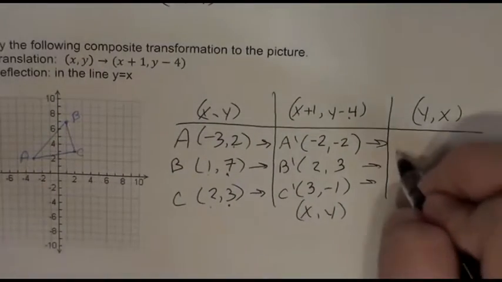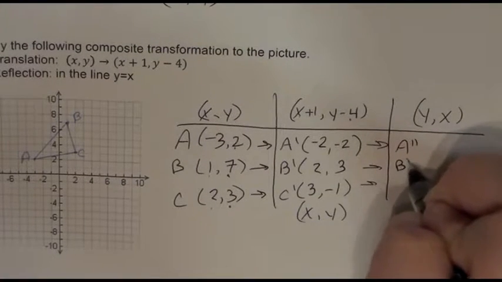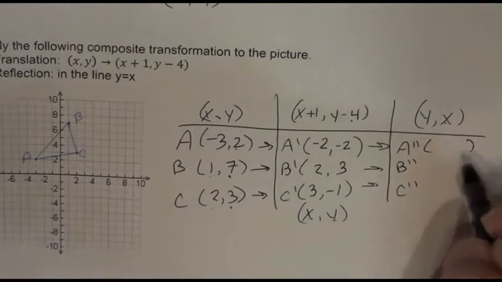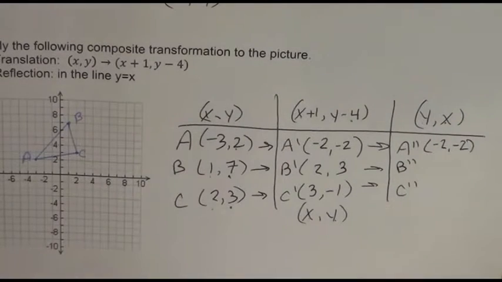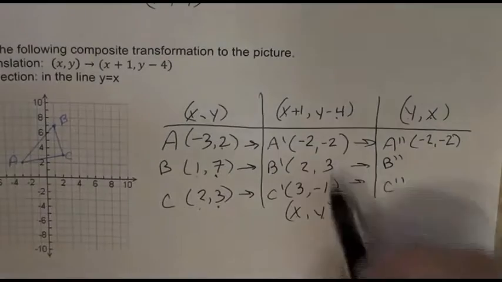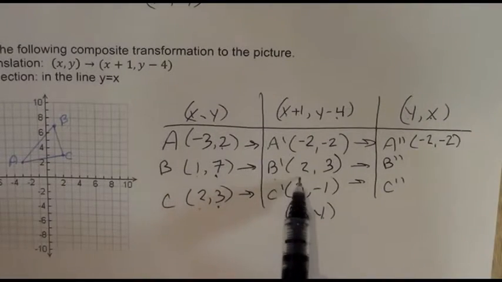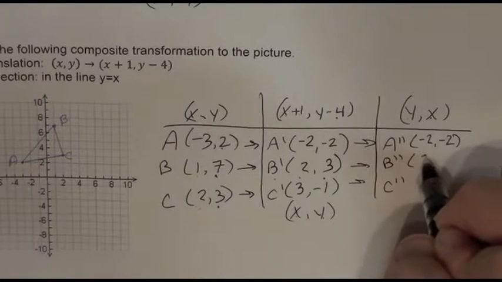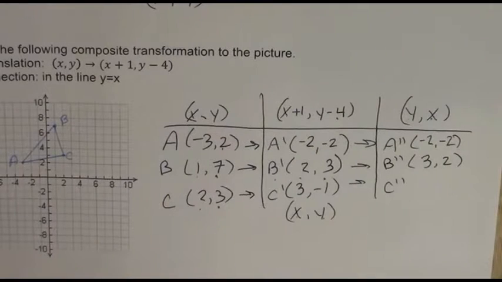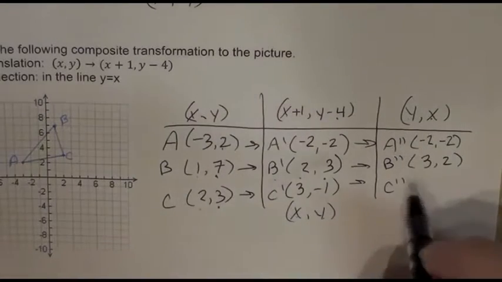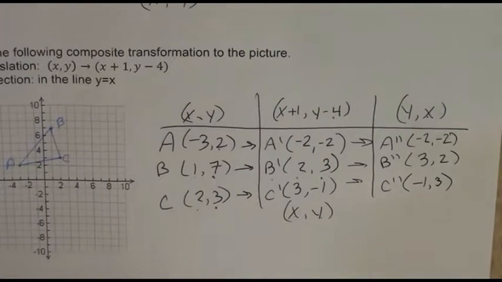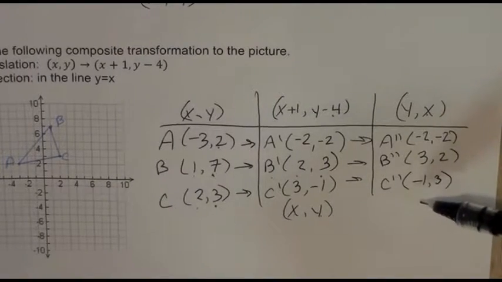So A prime turns into A double prime, B double prime, and C double prime. (x, y) turns into (y, x), so we flip the order. Well, (-2, -2) doesn't matter. When we flip the x and the y, we still get (-2, -2). B prime was (2, 3). We flip the order of them. The second becomes the first, and the first becomes the second, so it becomes (3, 2). And C prime, (3, -1), the order switches, (-1, 3). Now these are the points A double prime, B double prime, C double prime.